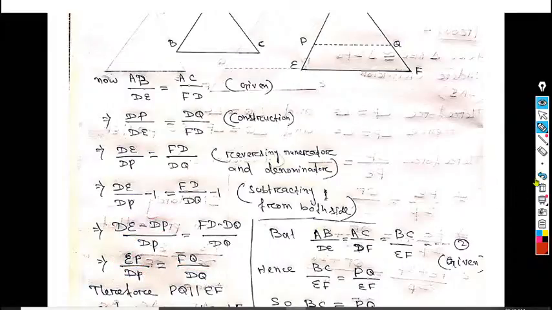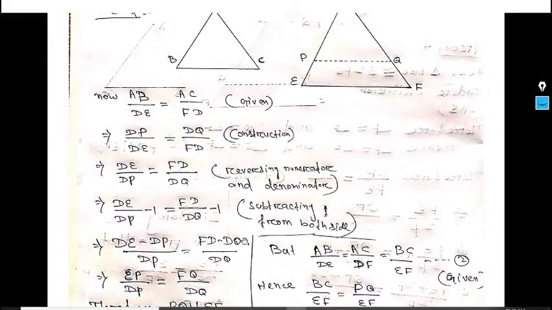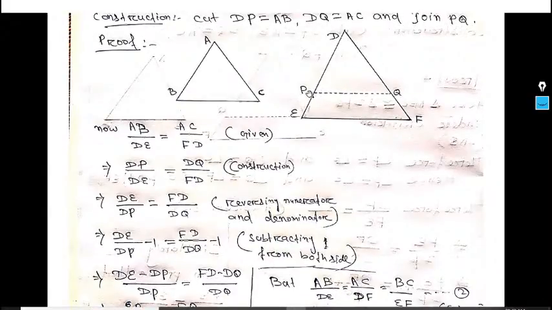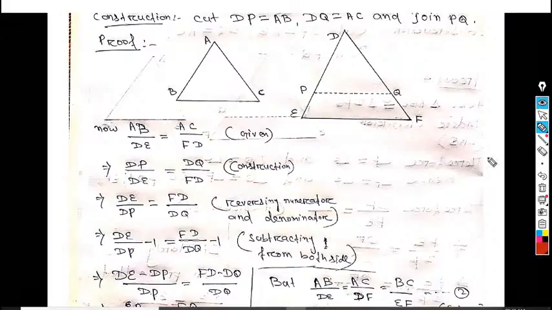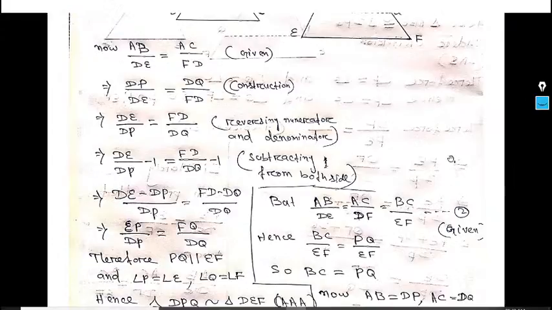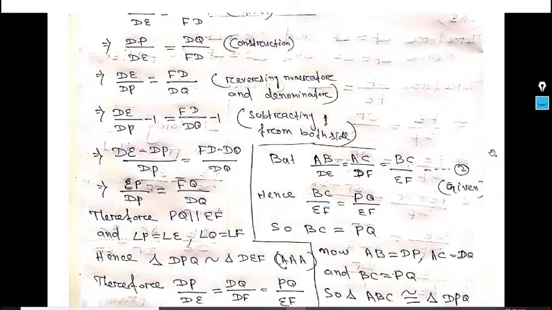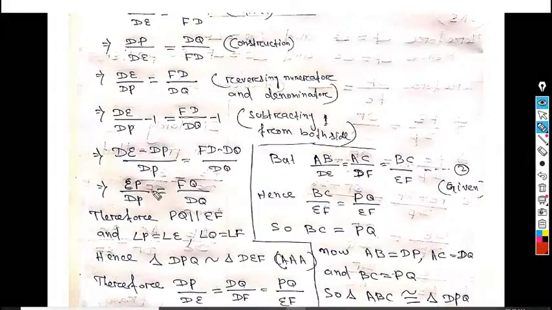Now you see in this figure, EP by DP equal to FQ by DQ. What does this mean? Yes, this means PQ parallel EF. So therefore we can write PQ parallel EF.